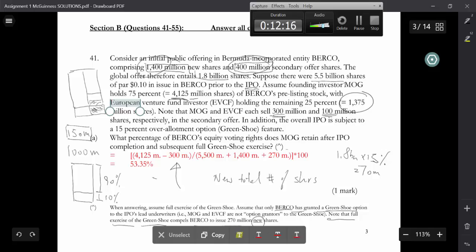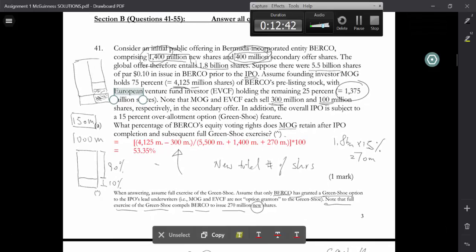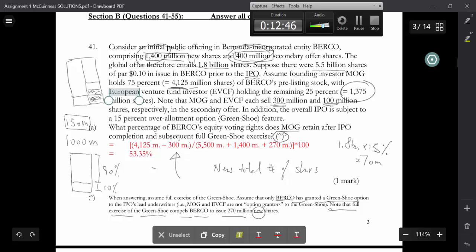So what's the question? What percentage of Berkeley's equity voting rights would MOG maintain or retain after the IPO? Now, here it is a very simple question, and all you got to do is, okay, here's the thing. So notice there's a little funny looking symbol there, which refers to a little footnote at the bottom. One piece of advice when you are doing course assignments is, when you see a footnote, please read it. Quite often, you actually cannot answer the question without reading it.